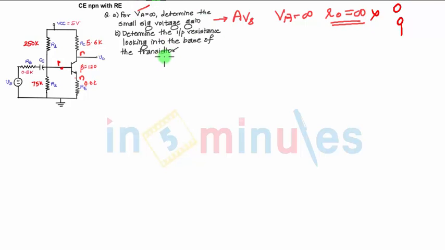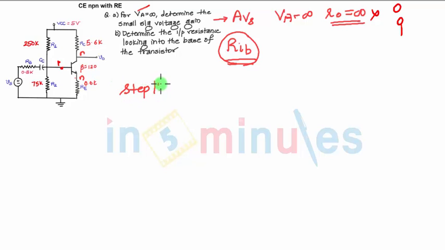Then determine the input resistance looking into the base of the transistor. That means they have told us to find only the value of RIB, but we can find the total resistance also. For illustration, I will find the entire resistance till the source resistance, but the question is to find only the total resistance seen from the base, right? Now what is our first step in this?